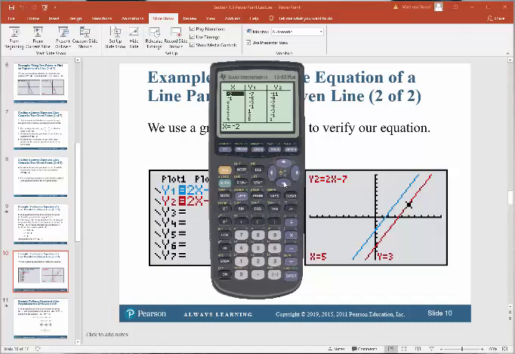So when I go to the table and I go down to x is equal to 5, well, the second line is telling me y is equal to 3. So 5, 3. So it does contain the point that we're looking for, it is on that line. So that works out. You can rely heavily on your graphing calculator here to help you as needed.